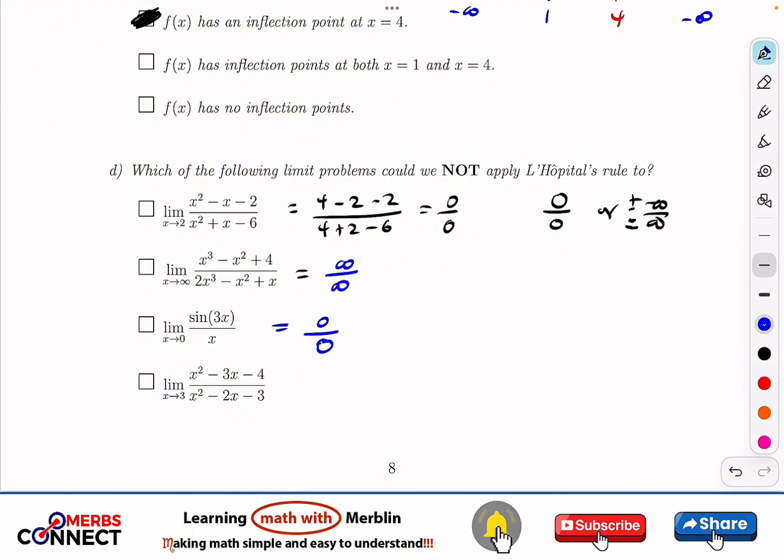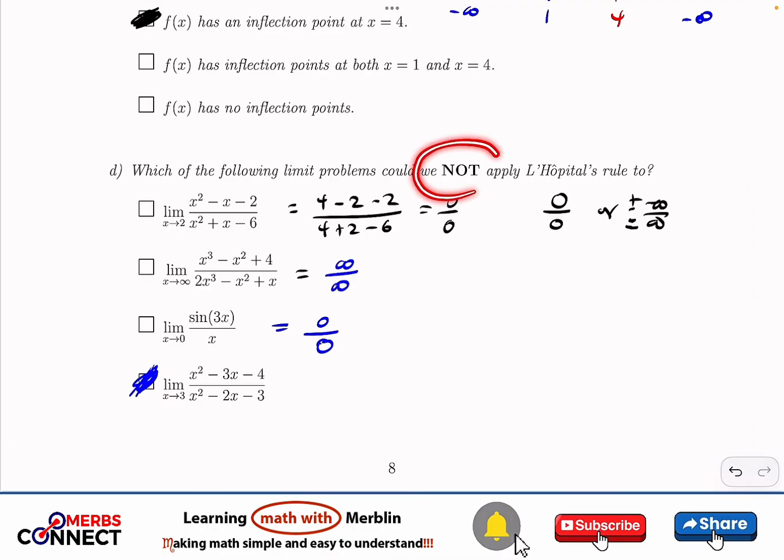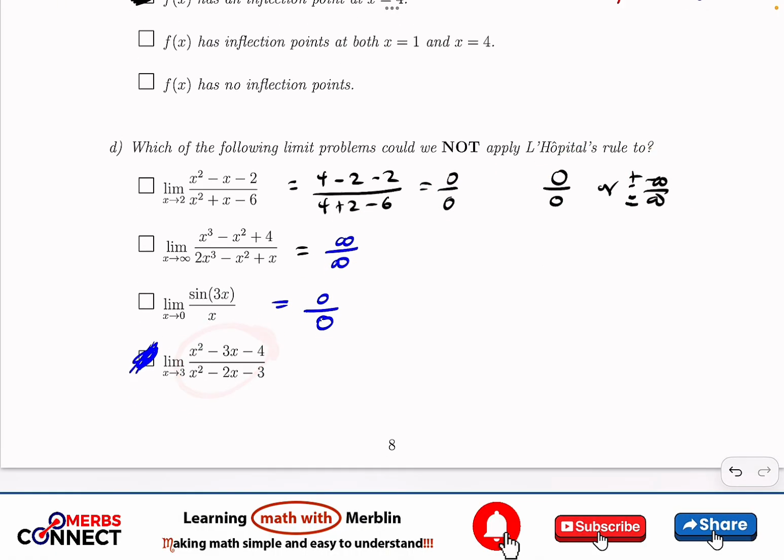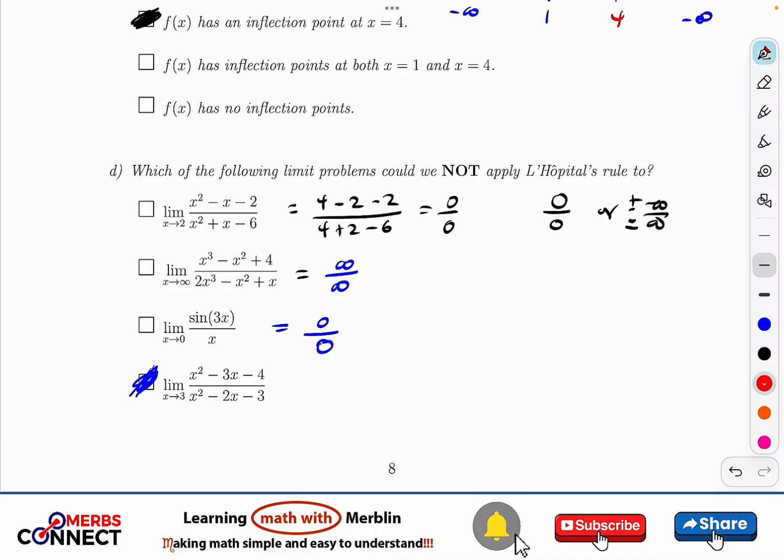So you see that the answer is just going to be this, because we are asking which one we cannot apply it to. This is 0 over 0, infinity over infinity, and 0 over 0. So indeed, it's going to be this. Let's check if it is true.